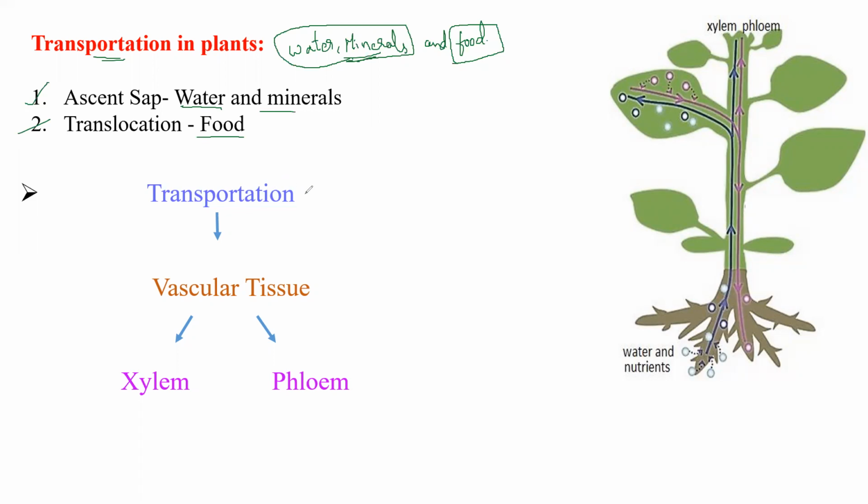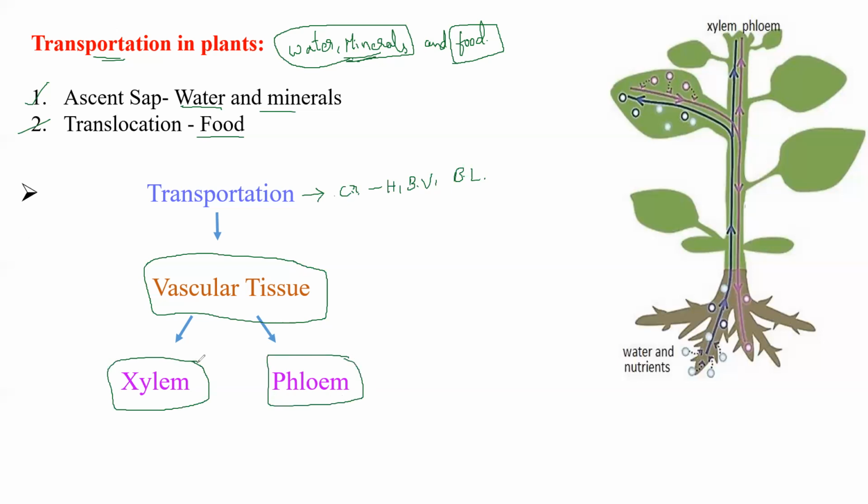Generally, transportation is under the circulatory system we study in animals. In the same manner, here also the circulatory system includes the vascular tissue. As animals or human beings have a circulatory system, no? That circulatory system includes the heart, blood vessels, blood, lymph, like that. In plants, the circulatory system includes vascular tissue. This vascular tissue has two types of tissues: one is xylem, another one is phloem.